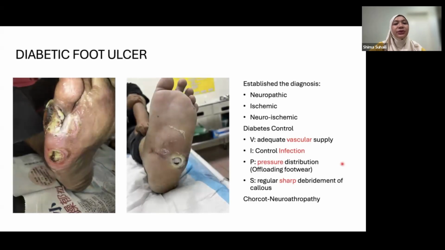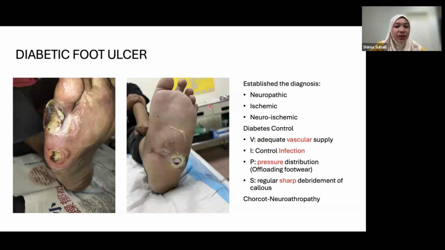Okay. As example, patient with diabetic foot ulcer. Diagnosis DFU sahaja tak cukup. We have to know what are the underlying pathology yang menyebabkan patient develop DFU. Is it neuropathic ulcer? Is it ischemic ulcer like this? Or is it a combination of neuroischemic?